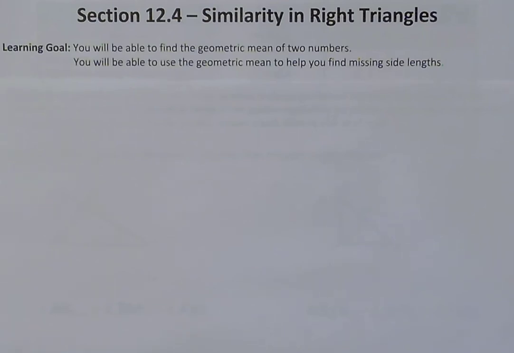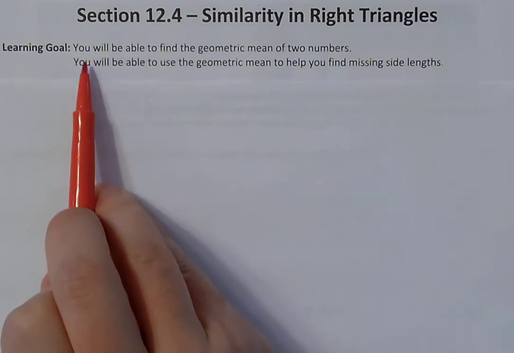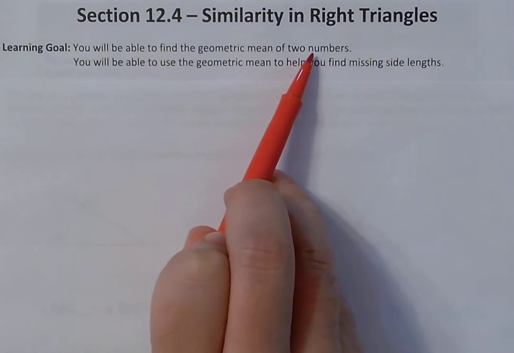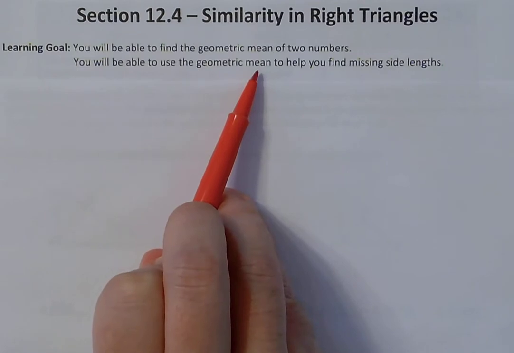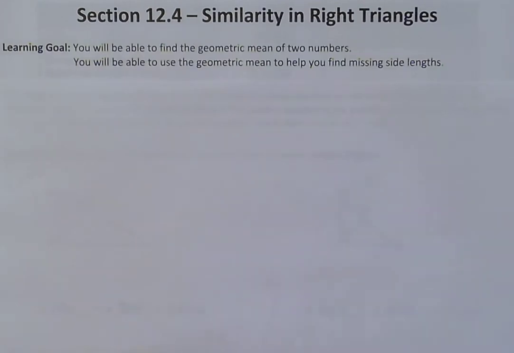For today's lesson, we're going to be taking a look at section 12.4, which is going to deal with similarity in right triangles. We have two learning goals. Our first learning goal is that you will be able to find the geometric mean of two numbers. The second one is that you will be able to use the geometric mean to help you find missing side lengths. So we're going to talk about what the geometric mean is, and then use that to help us find missing side lengths for similar right triangles. That's how we're going to take a look at similarity in right triangles.